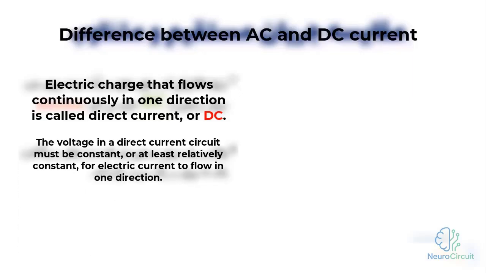Another point about direct current is that the voltage in a direct or DC circuit must be constant, or at least relatively constant, so that the current can flow in one direction. Therefore, the voltage we consider in something like a flashlight battery is 1.5 volts. This flashlight battery provides a constant 1.5 volts.